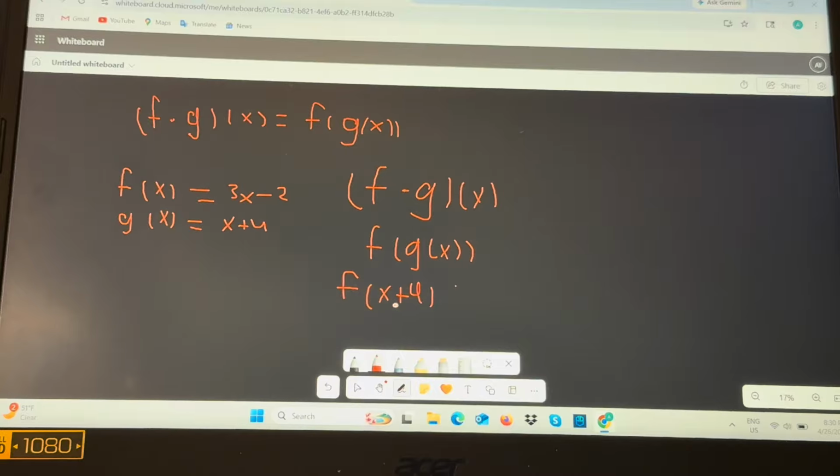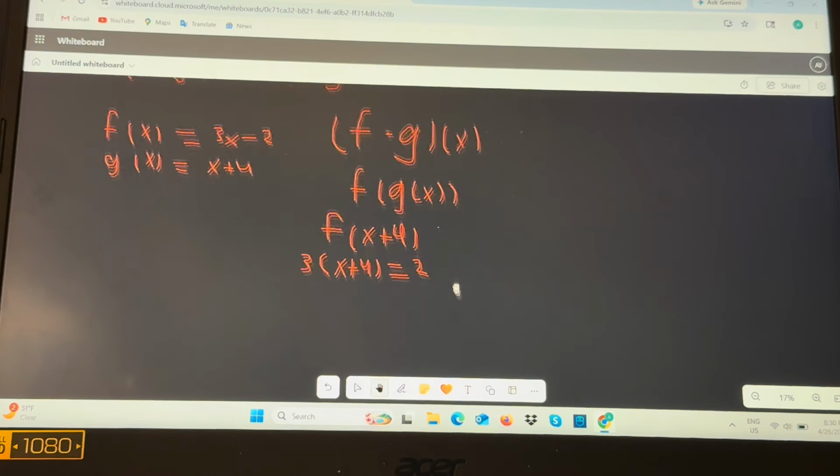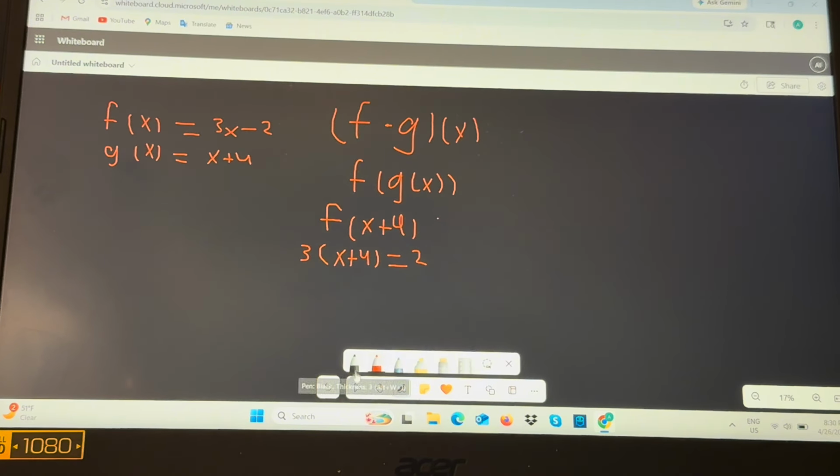So to fix this, we're going to have to plug in this 3x minus 2, which is going to be 3 times x plus 4 minus 2. And then all we got to do is just solve it. So it's going to be 3 times x is 3x plus 3 times 4 is 12 minus 2, which is going to equal 3x plus 10.